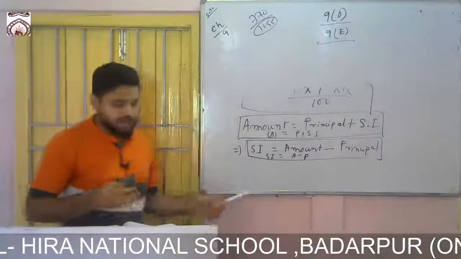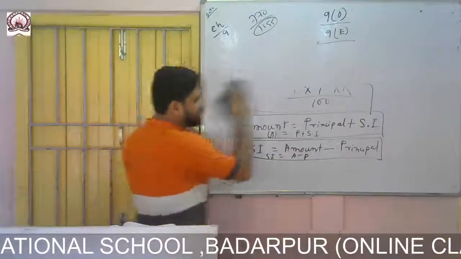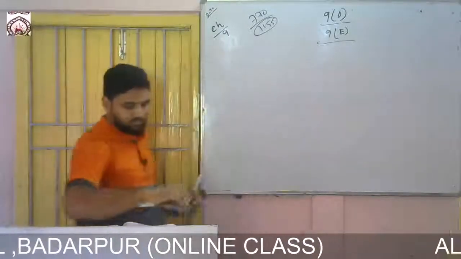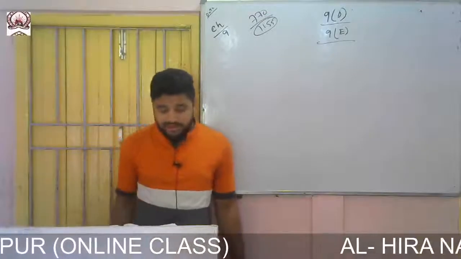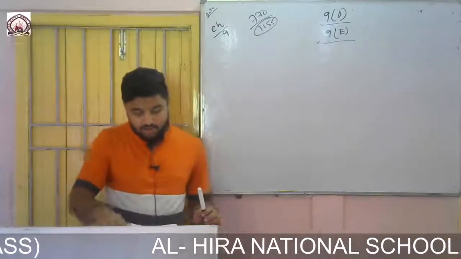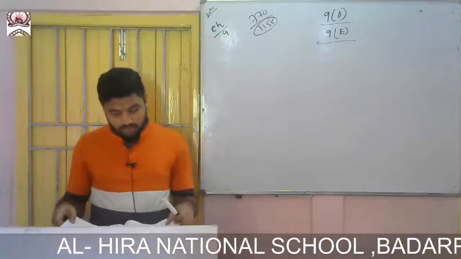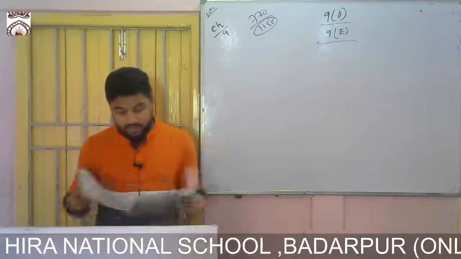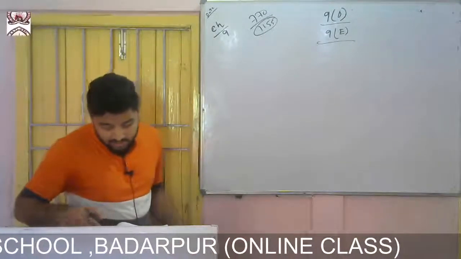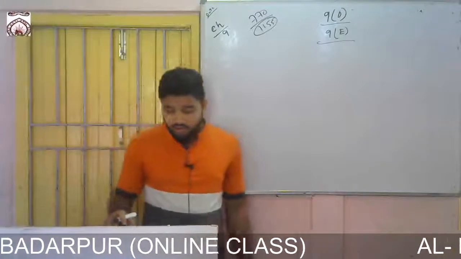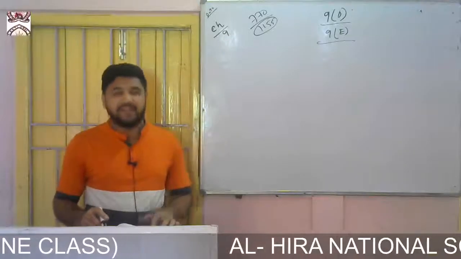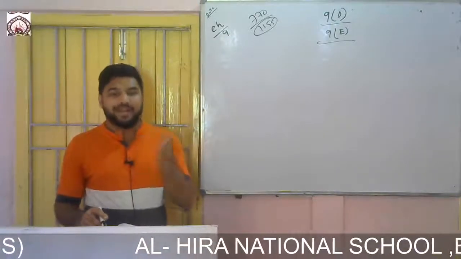So you write all these formulas. You'll find these things in your book. The formulas are there. Now see: find the simple interest and amount for rupees 184 for 2 years at 5% PA. PA means per annum, that means annually, per year.